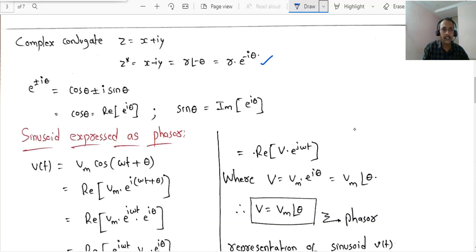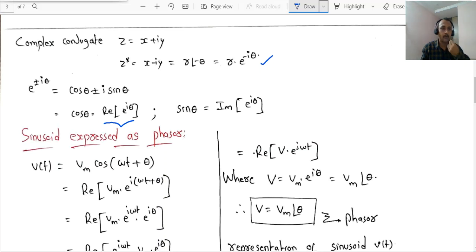But from basics we know that e power plus or minus i theta is equal to cos theta plus or minus i sin theta. If you observe, cos theta is nothing but the real part of e power i theta, right? And sin theta is the imaginary part of e power i theta.